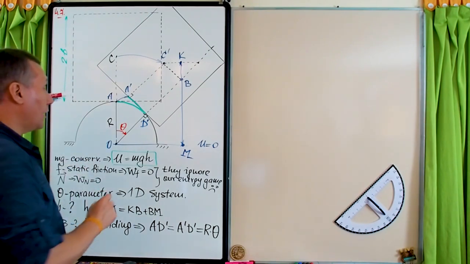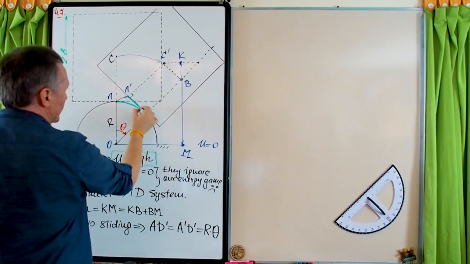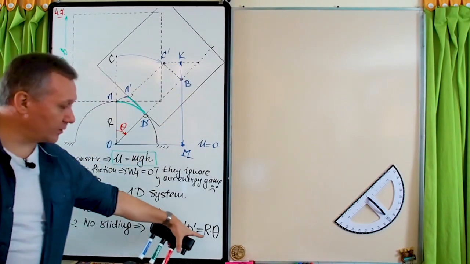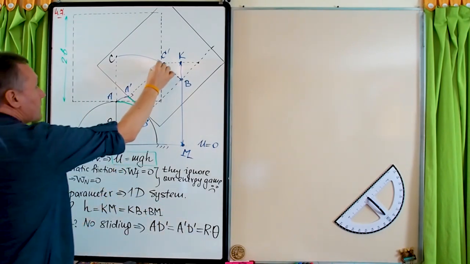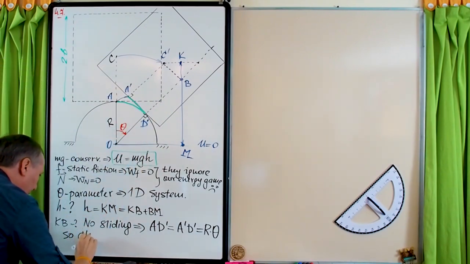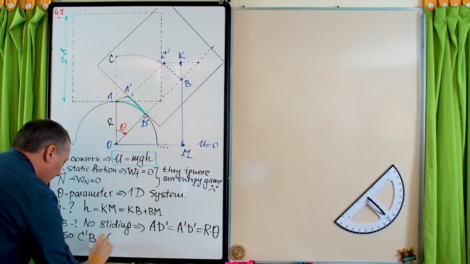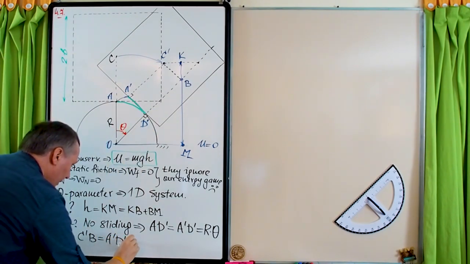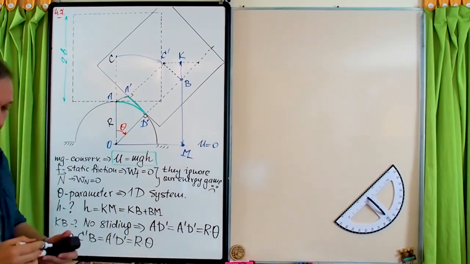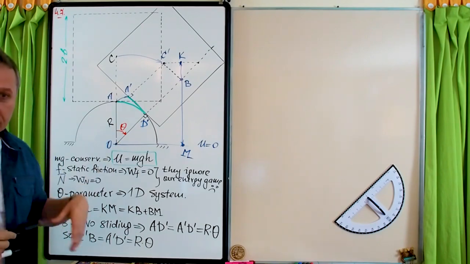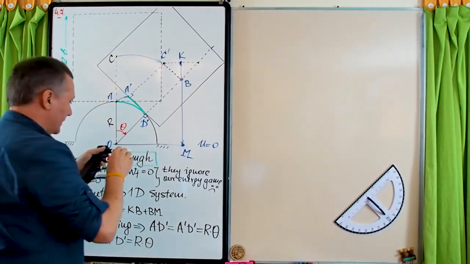Okay, so it means that because of the construction, C prime B equals A prime D prime, and also equals R theta. So this C prime B equals, by the construction, A prime D prime, and it will be equal to R theta. It's just simple geometry, which we just need to carefully go through. So now, as a result, this is R theta.